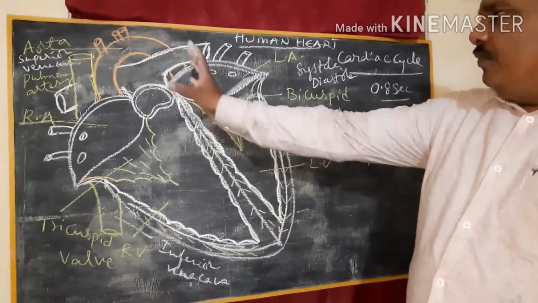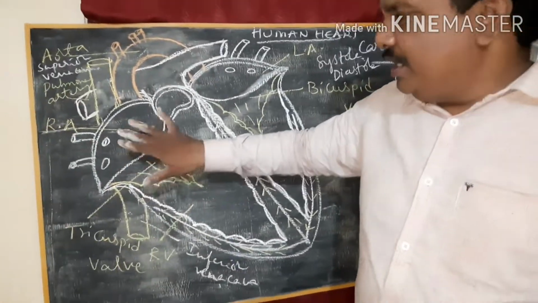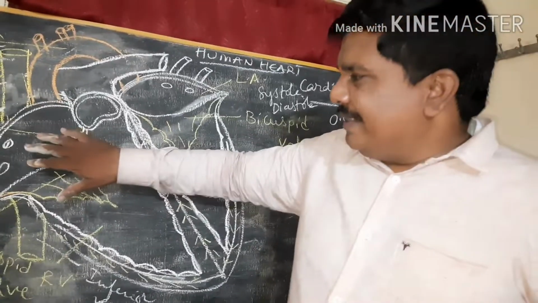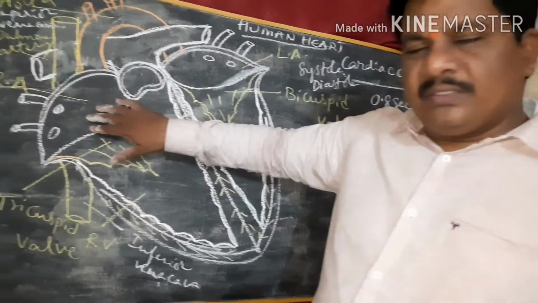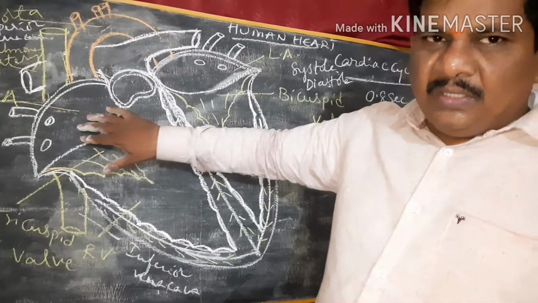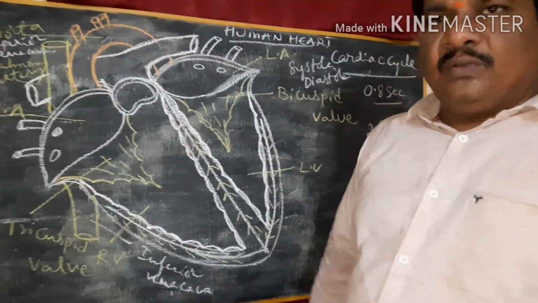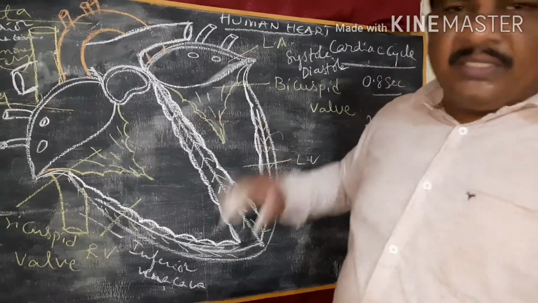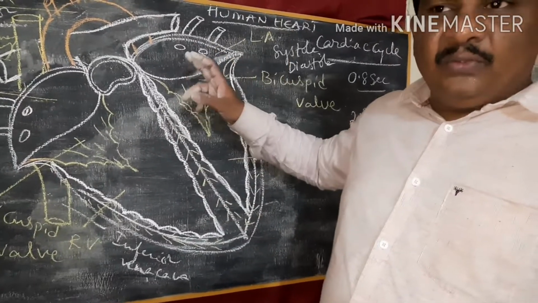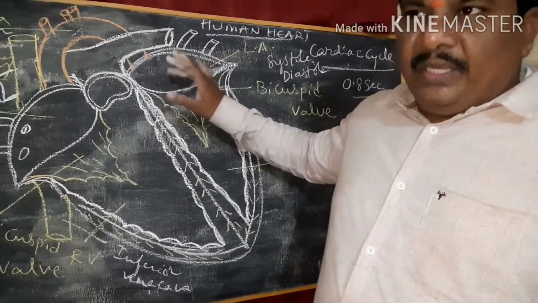First of all, when the heart receives blood from different parts, the right side of the heart always receives deoxygenated blood, that means carbon dioxide containing blood. So the right auricle receives deoxygenated blood from all the body parts except the lungs through the caval veins, the superior and inferior vena cava. Next, the left auricle receives oxygenated blood from the lungs through the pulmonary vein.